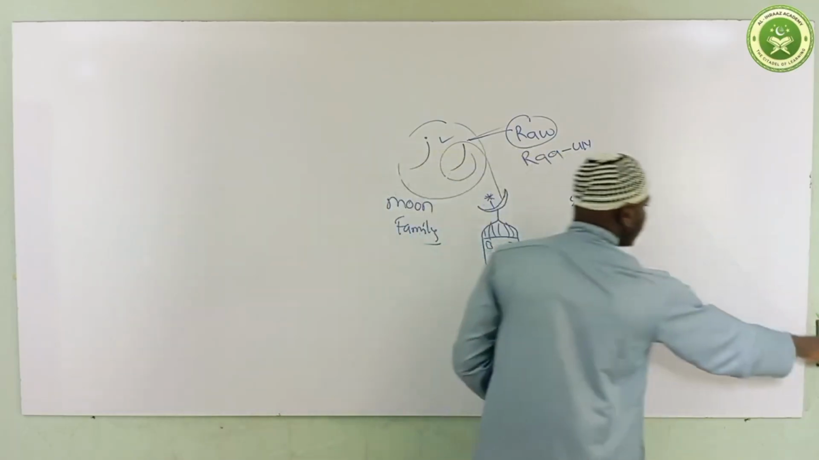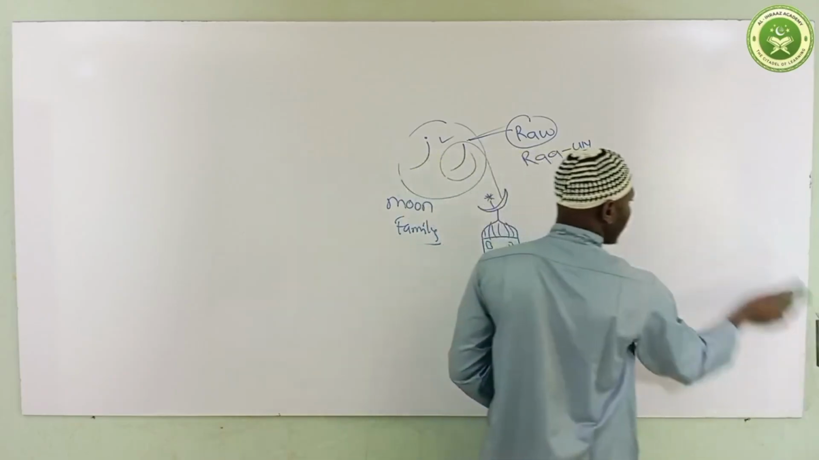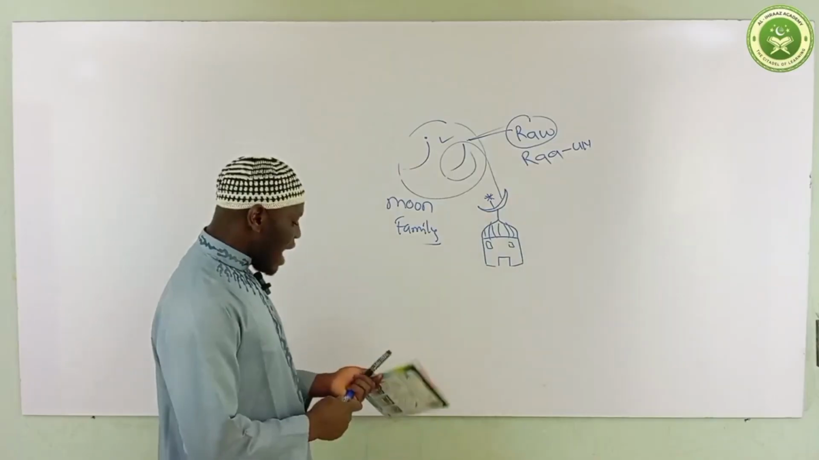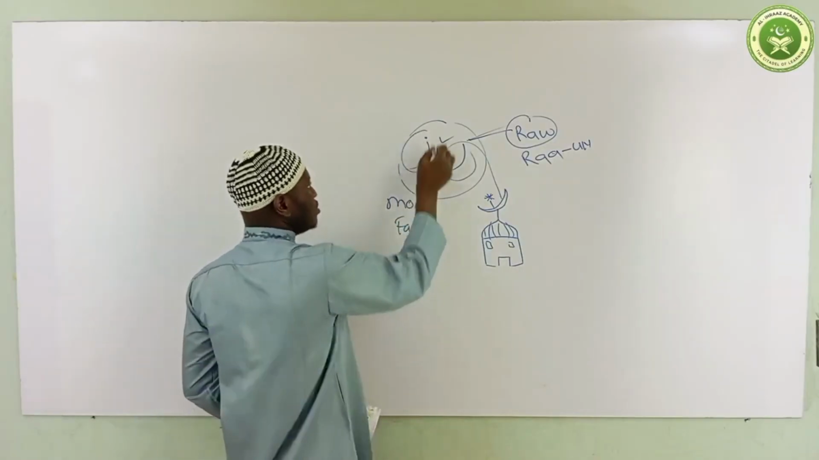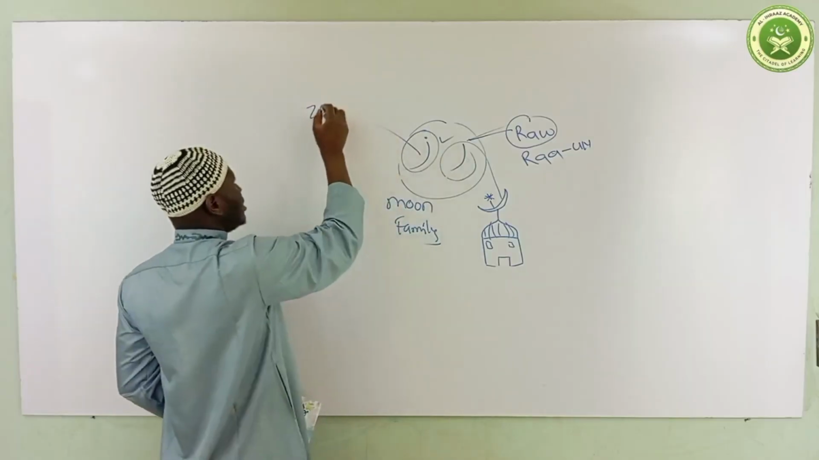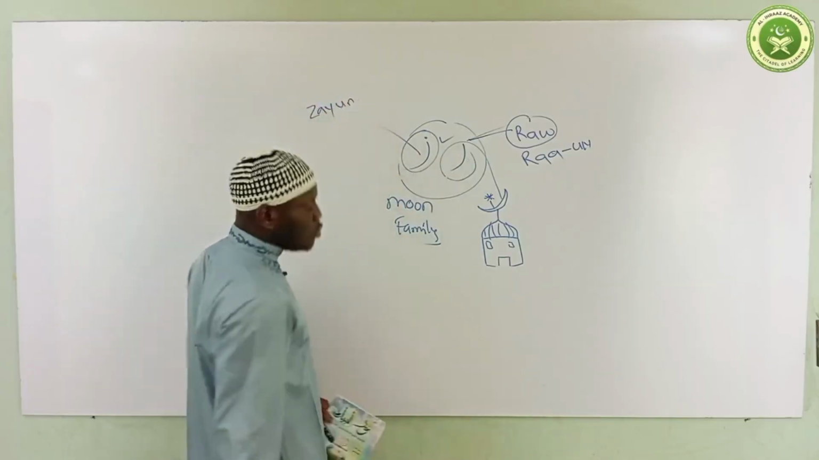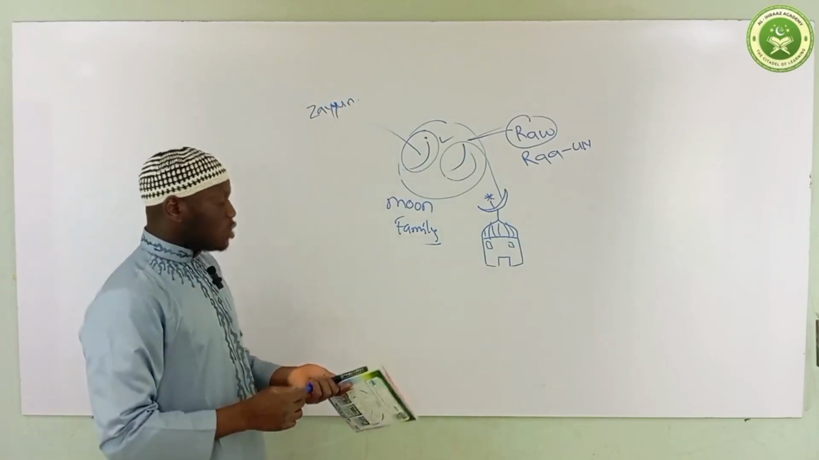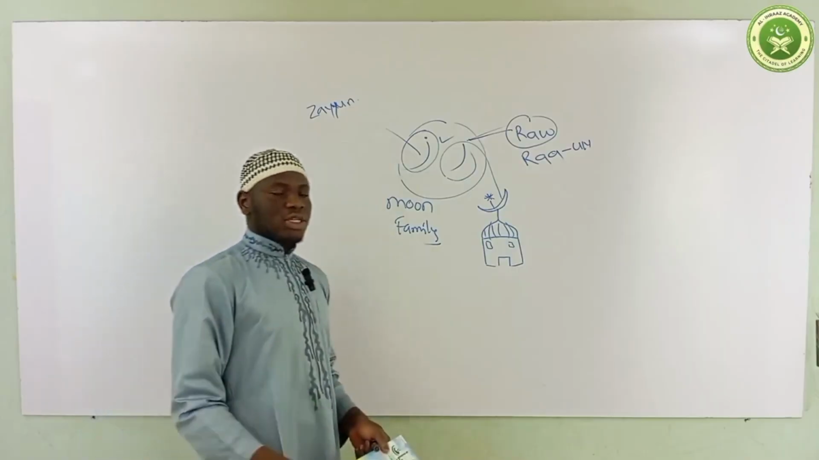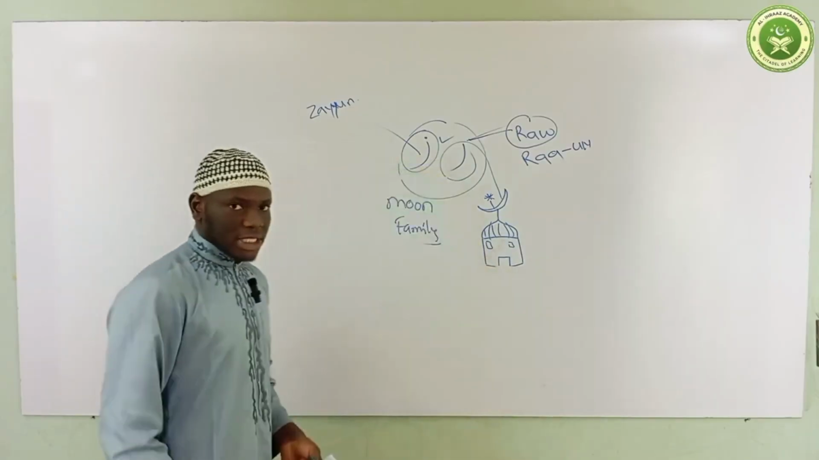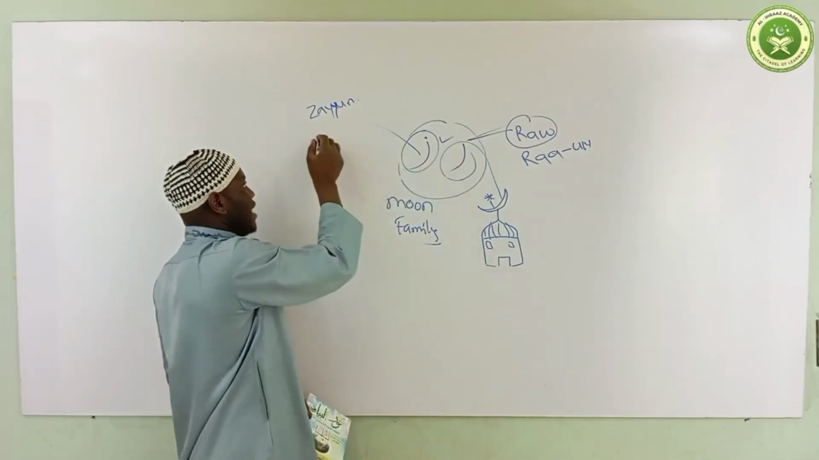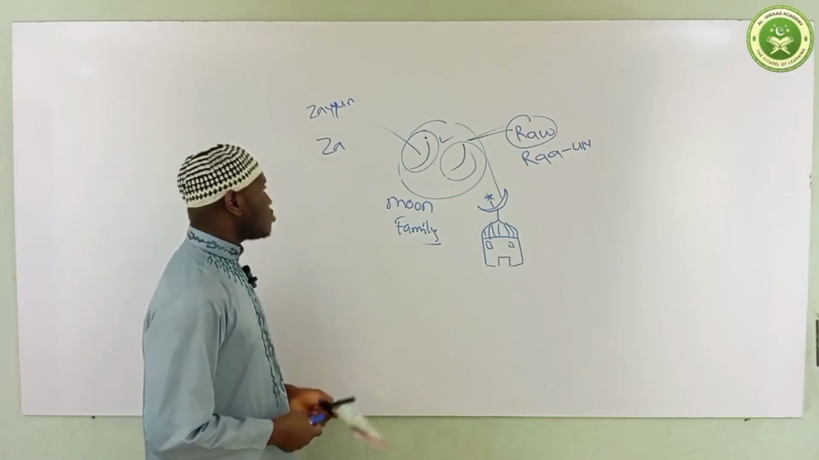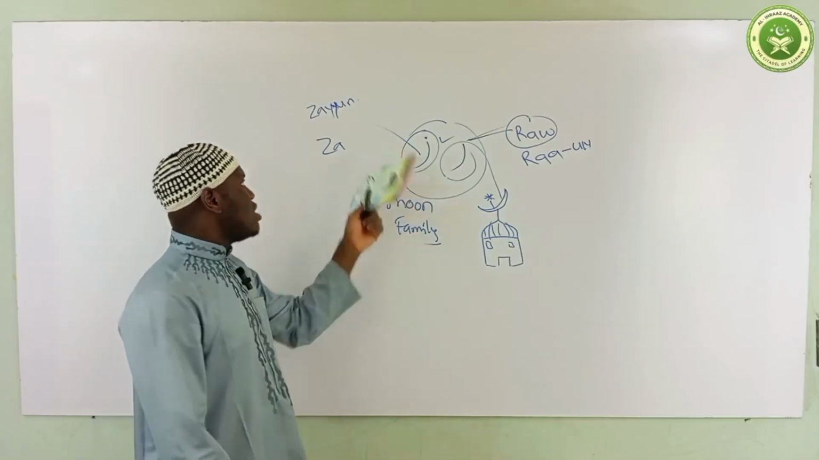So we have Ra, which is the first of the moon family. And we have Zayun, with a double Y here. Zayun is the second born. You understand? You can also pronounce it as Za, like Zaid. So we have Ra, we have Zayun, like that.